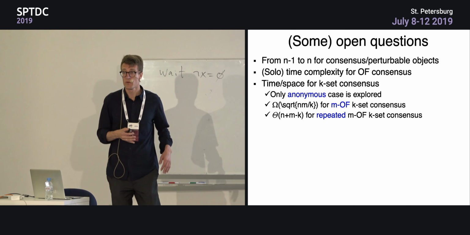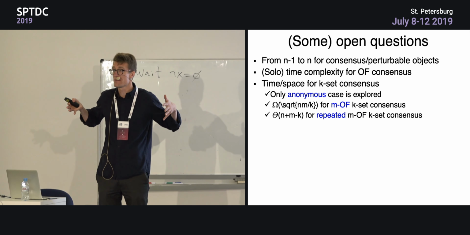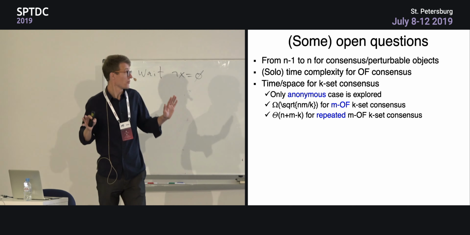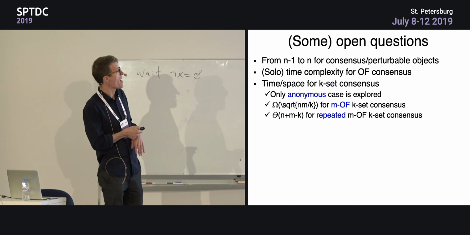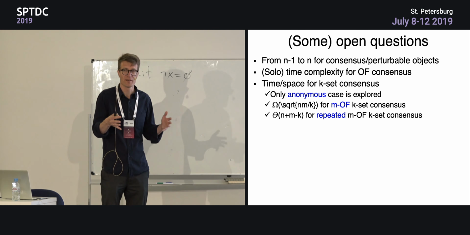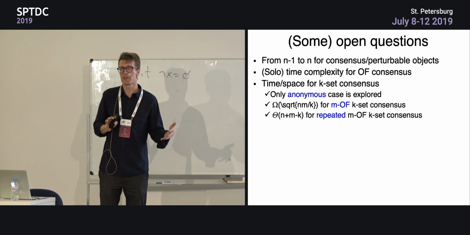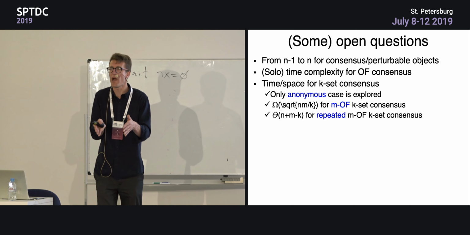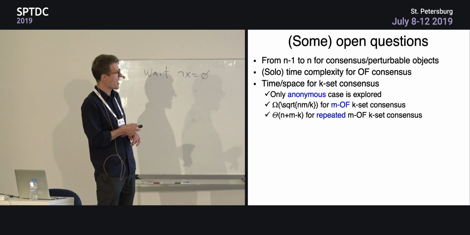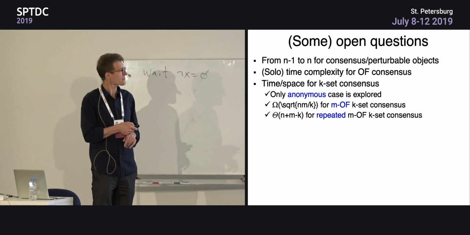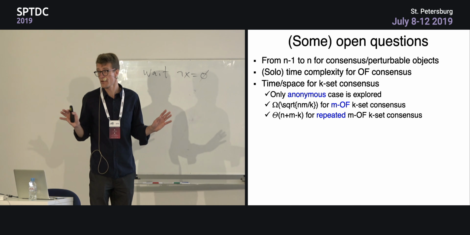K-set consensus, yeah. If you generalize consensus, instead of agreeing on one value, you want to agree on a set of values up to k. Almost nothing is known. Only the anonymous case was explored, and there is a square root of m over k bound, where m is the level of abstraction freedom. Sometimes you want to show that you guarantee termination not when one process is running solo, but up to m processes running solo. So that's a generalization of abstraction freedom, m-abstraction freedom. For n times m over k, the square root of this is a lower bound on space for k-set consensus in this model. No matching algorithm, just a lower bound.